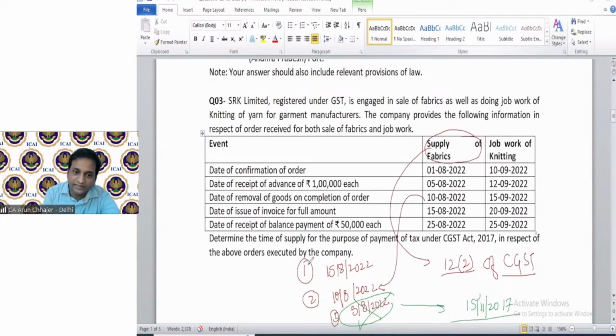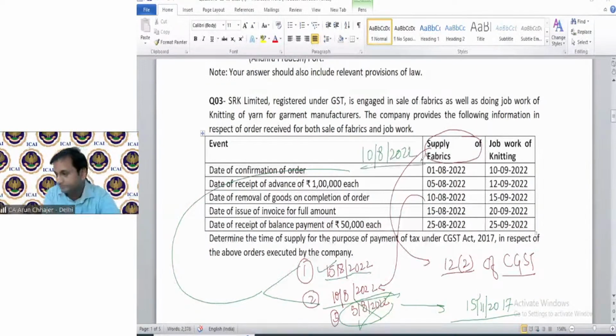Considering this, under clause A of 12 subsection 2, the 15th August date of invoice or the last date to issue the invoice, which is 10th of August, whichever is earlier. So the answer would be 10th of August in supply of fabric. Is it clear?